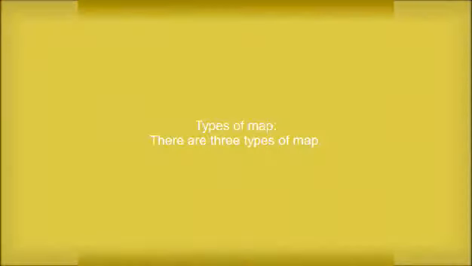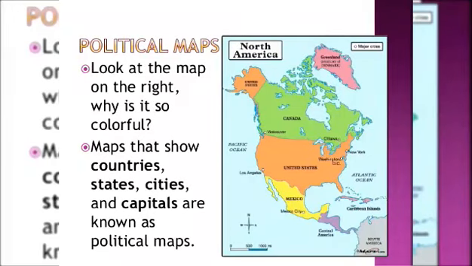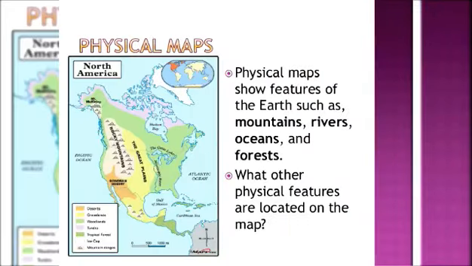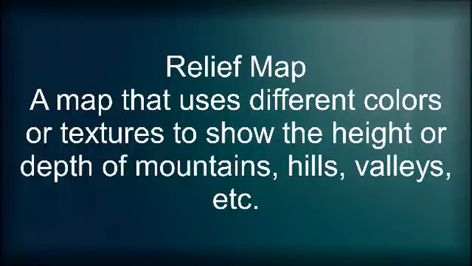Types of map. There are three types of map. Political maps: maps that show countries, states, cities, and capitals are known as political maps. Physical maps show features of the earth such as mountains, rivers, oceans, and forests. A relief map uses different colors or textures to show the height or depth of mountains, hills, valleys, etc.